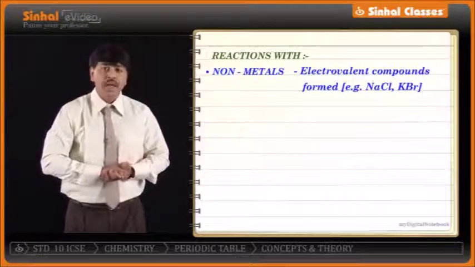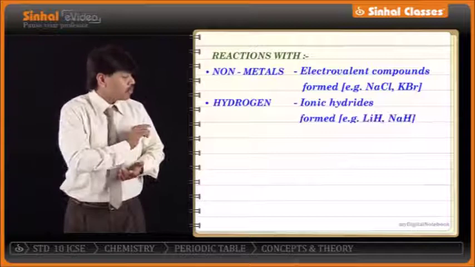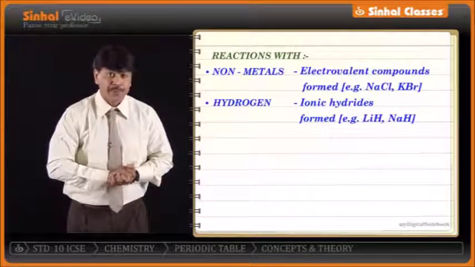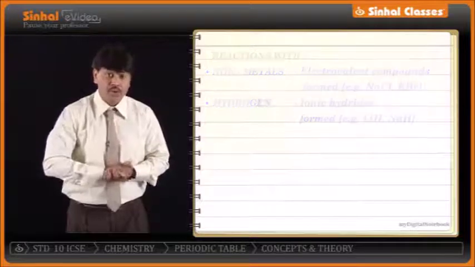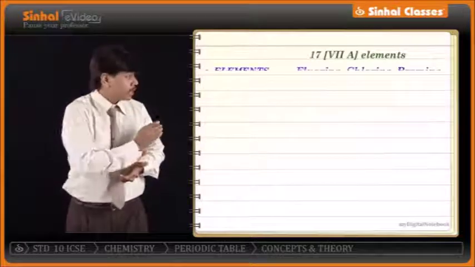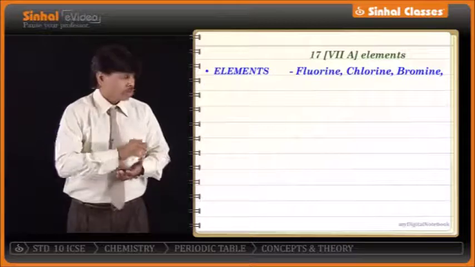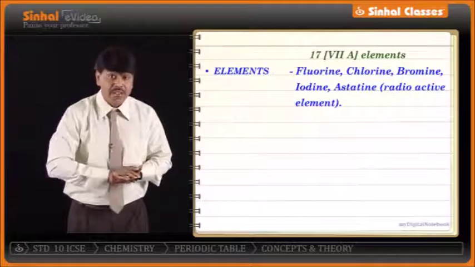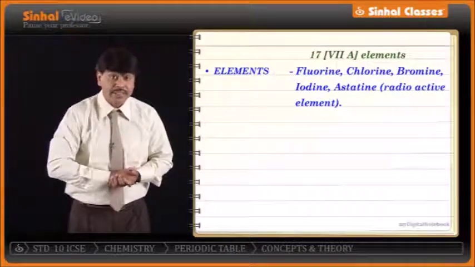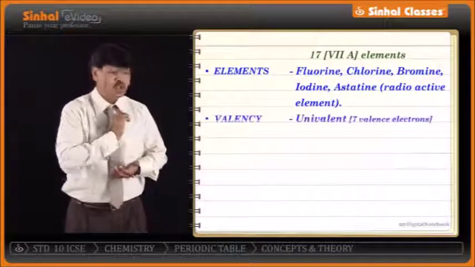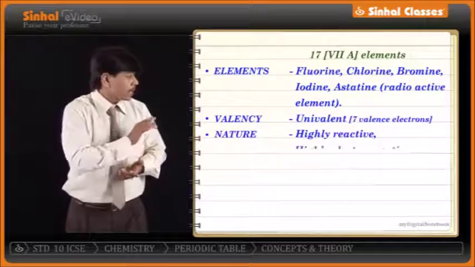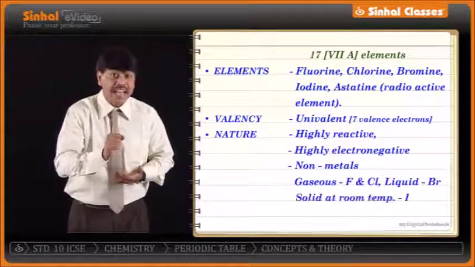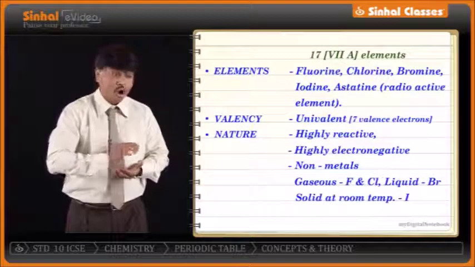With hydrogen, they react to give hydrides, which are again ionic in nature. Now with respect to the 7A group, which are halogens, which includes fluorine, chlorine, bromine, iodine and astatine. Astatine is a radioactive element. They also are univalent. They are highly reactive, but this time they are highly electronegative, and they are non-metals.